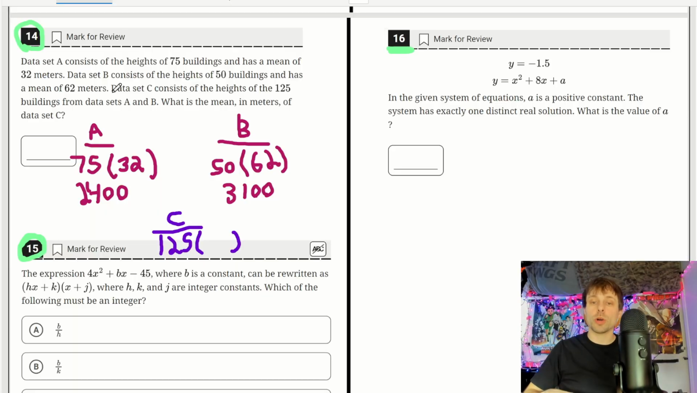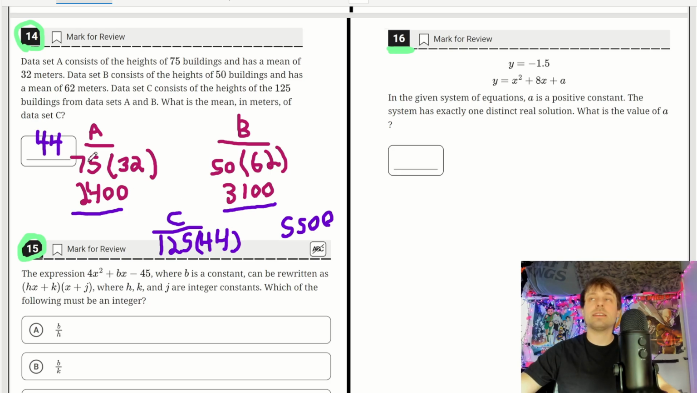So to account for how many total buildings there are, you get your total height from A, your total height from B. So that's going to be what, 5,500? And then you do your total height, 5,500, divided by how many buildings are in this new data set, 125. And what you get is your mean would be 44. So again, I think you would have got 47 the other way. It's only slightly different because the amount of buildings is kind of close. But this is how you always do means and total number of buildings. Get your total heights, combine, divide by total buildings.